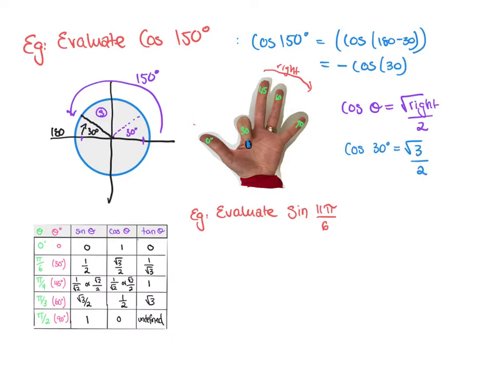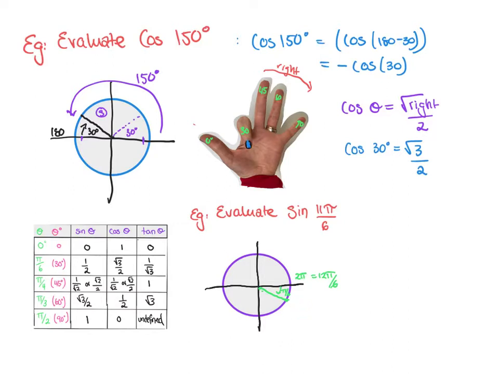Okay, I'm going to do another one. Evaluate sine 11 pi on 6. So if I think about my unit circle quickly to see where I am. 11 pi on 6, that's just one short of being 2 pi. If you think 2 pi would be 12 pi on 6. So I'm just minus one little pi on 6 that way down here. And here's 11 pi on 6, down that way.